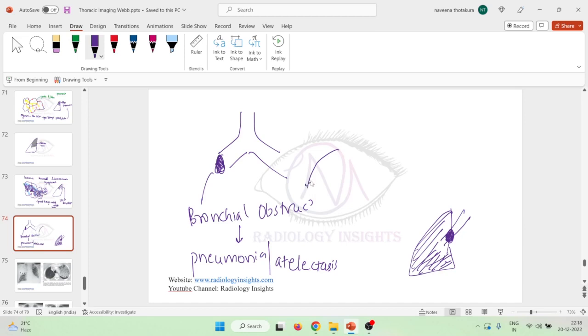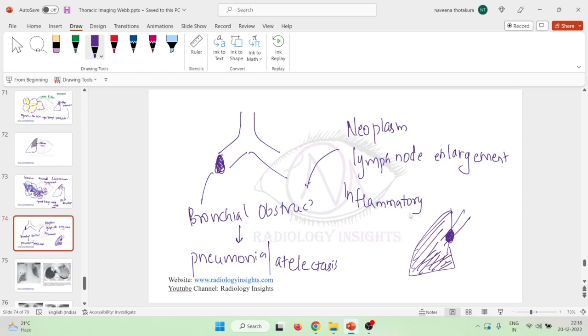So why is there this bronchial obstruction? This bronchial obstruction can occur whenever a neoplasm or cells obstruct the bronchi, or if there are any lymph nodes, especially the hilar lymph nodes, if they enlarge and obstruct the bronchus, or whenever there are some inflammatory lesions or strictures which can cause bronchial obstructions. So all these can cause bronchial obstructions resulting in pneumonia or atelectasis. Okay, next.